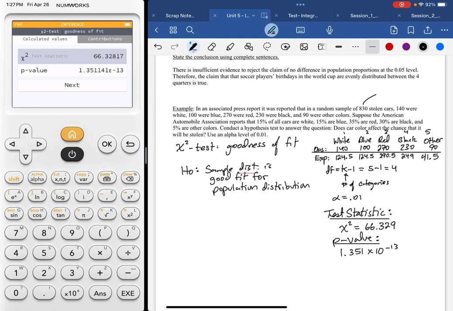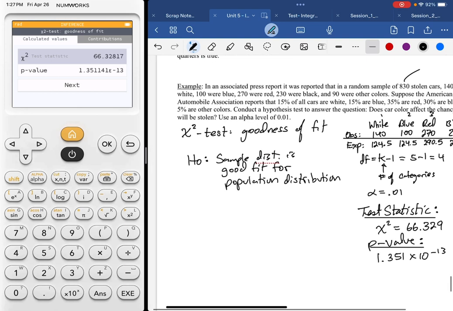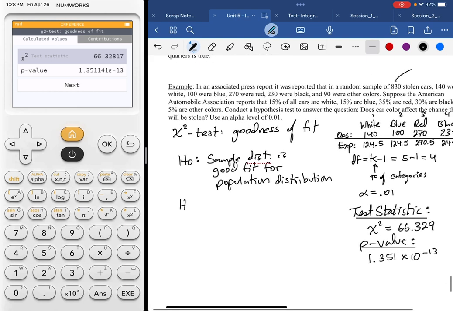right? So if there are 830 stolen cars, about 290.5 of them should be red, right? Is this distribution far enough, the sample distribution, the observed values, is it far enough away from those expected values to say, well, I don't think those percentages were right, right? So my alternative, almost simplistic, is sample distribution is not a good fit for the population distribution.